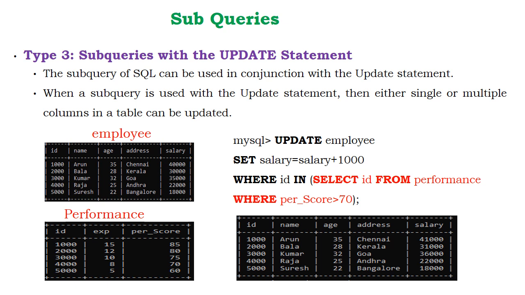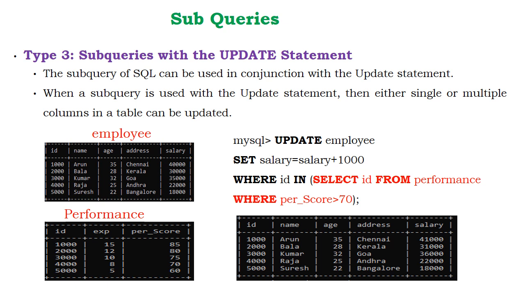Then how to write the query here? Update employee set salary equal salary plus 1000 where ID in. Write the subquery within the parenthesis. Select employee ID, that is the ID, from performance where the performance score is greater than 70.